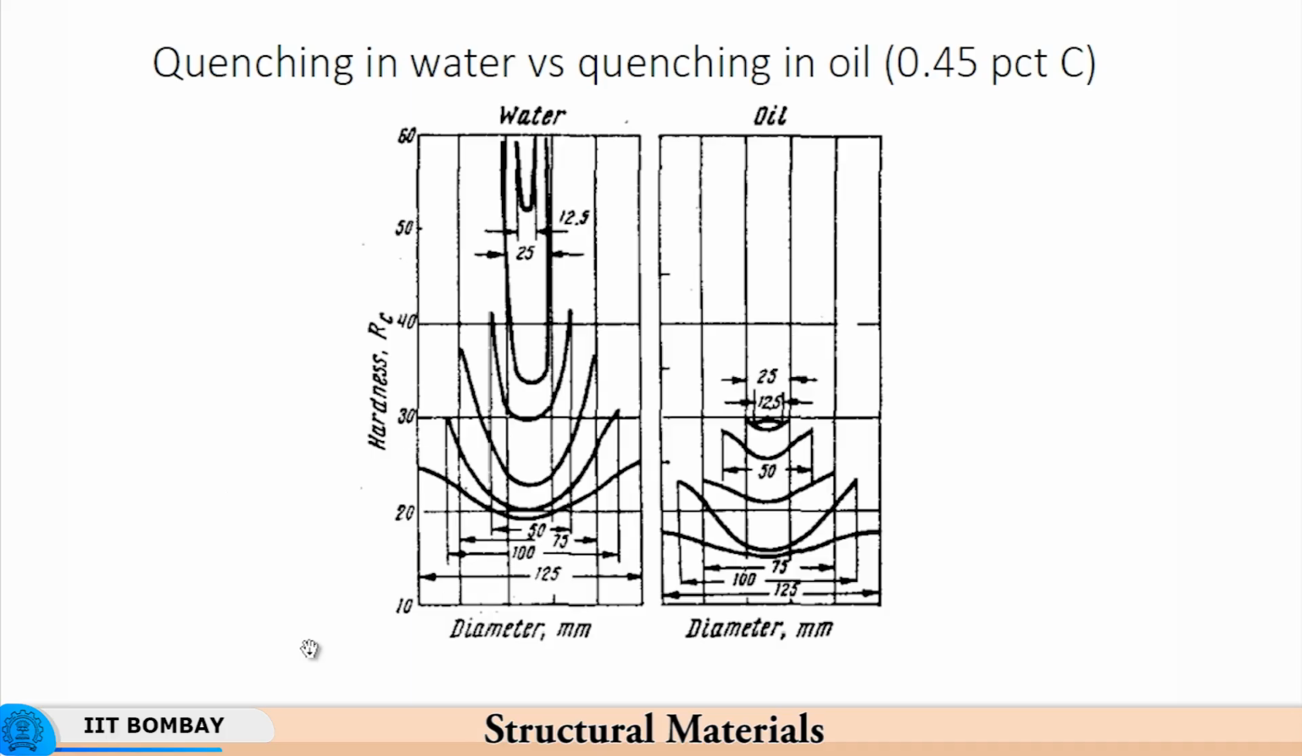So, this is how the difference in hardness is indicated. If you take shafts of different diameters which have been quenched, on the y axis you have hardness, and the quenching medium is water or oil. So, you have a choice between water and oil. Here you have the performance in water, here you have the performance in oil. The carbon percentage is just 0.45%, so it is just a plain carbon steel.